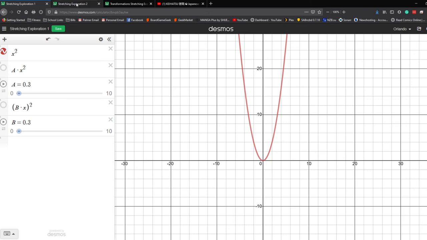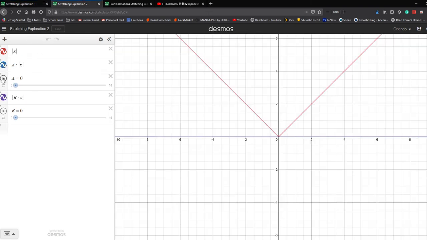All right, let's look at our second graph. So again, same thing here. So now I'm going back to my absolute value graph. So it shouldn't matter. Let me switch this to 1.